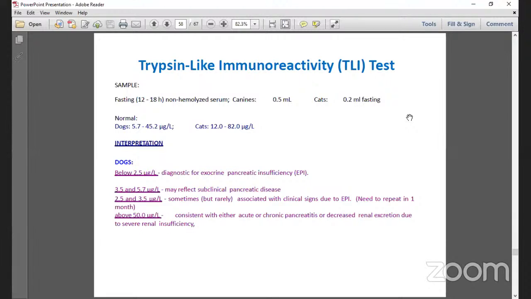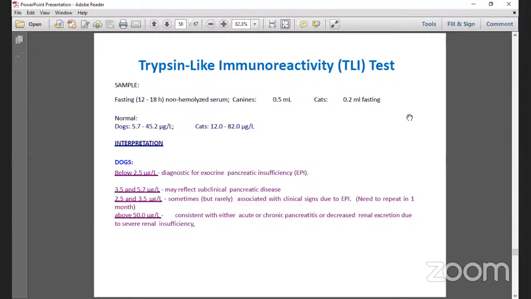And the next one is the TLI, the trypsin-like immunoreactivity test. This one also leaks from the pancreas into the blood circulation. How can we do this test? We fast the animal overnight, and later we collect the blood and run the TLI test.